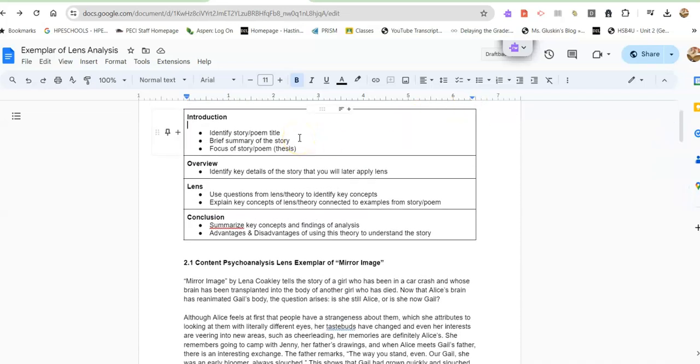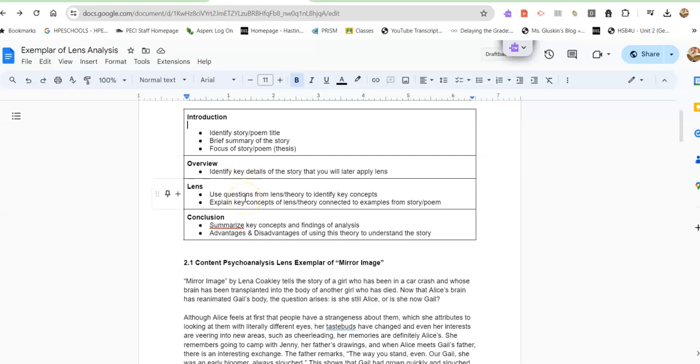So the first little bit is all about the introduction. You're going to identify the story or poem that you've read. You're going to summarize the story briefly, and you're going to identify the purpose of this story or what you're going to be examining. The second part is you're going to identify key details of the story that you're going to use in your analysis.